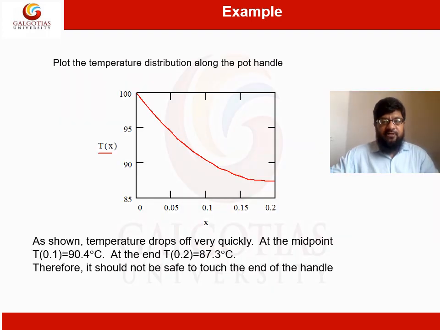Now let us plot the temperature variation along the pot handle. If we plot it, the base temperature is 100 and it will decrease, and finally at the end it will come to a constant value. The temperature drops very quickly, and at the end it reaches a value of 87.3 degrees centigrade. Therefore it is not safe to touch the end of the handle as the temperature is very high.